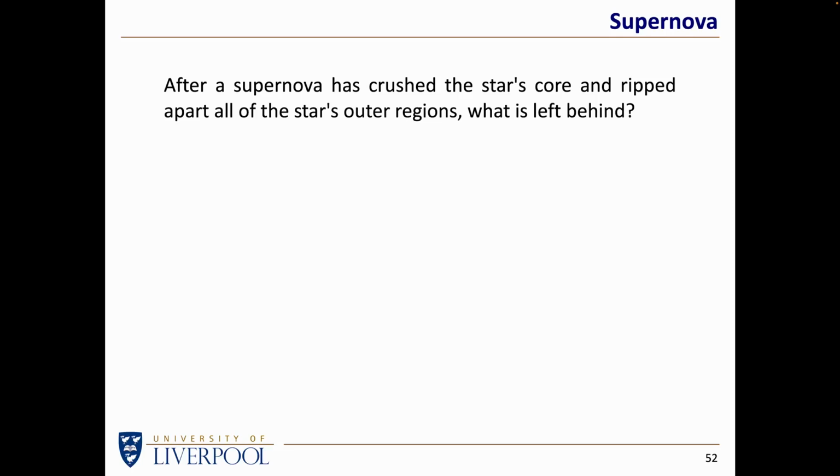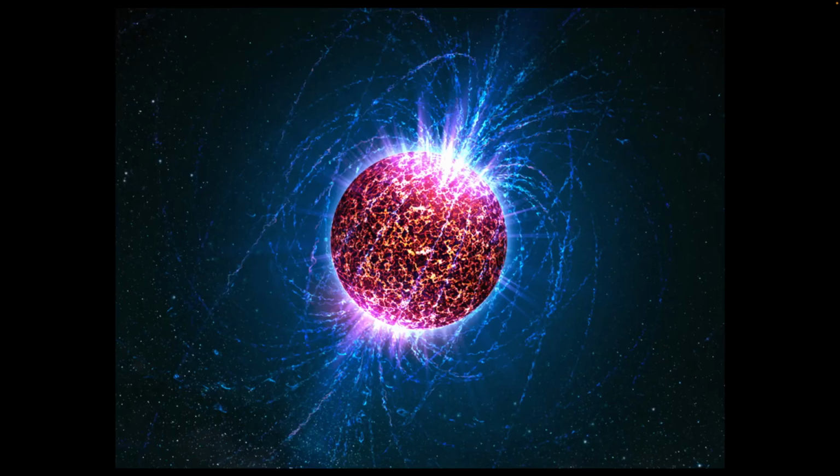After a supernova has crushed the star's core and ripped apart everything else, what is left behind? Well, depending on the mass of the original star, the star that's left might only be a few kilometers in diameter. A neutron star is one possibility. A neutron star, literally just 3 or 4 or 5 kilometers in size, perhaps up to about 10 kilometers or so. Very compact, a huge mass, perhaps a similar mass to our Sun. Huge mass, but only in a few kilometers.